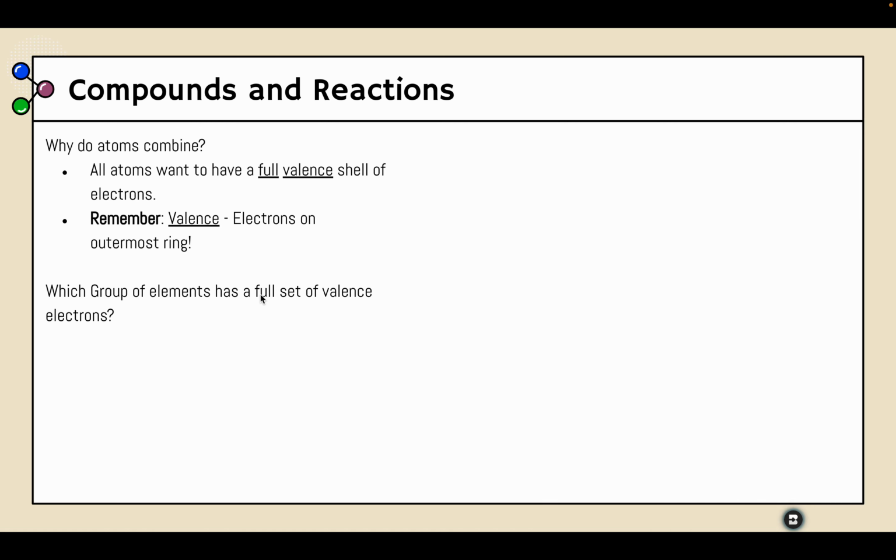So which group of elements has a full set of valence electrons? Take a second, maybe pause the video just to check in. It's group 18, the noble gases. They are going to have a full set of electrons.